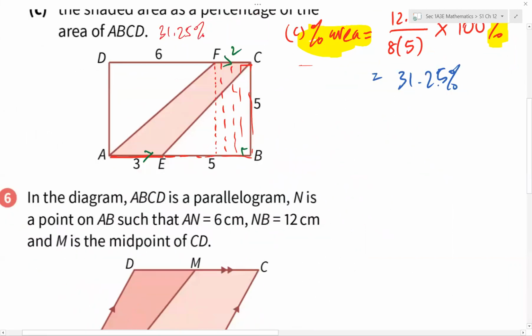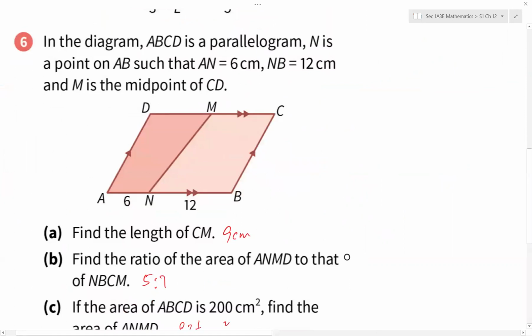Similarly, we are given one side of this quadrilateral, but this time they say that M is the midpoint. So it is right smack in the center, which means that we have 9 cm and 9 cm for each of them. Why 9? Well, 18 divided by 2, that's 9. So part A is done. Ratio of the area ANMD to NBCM.